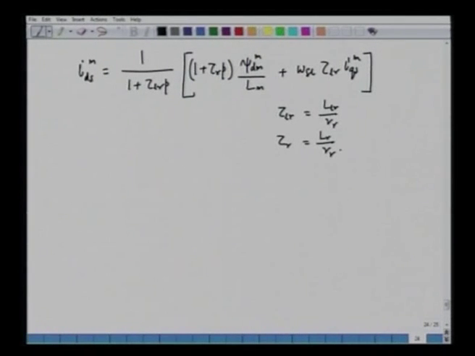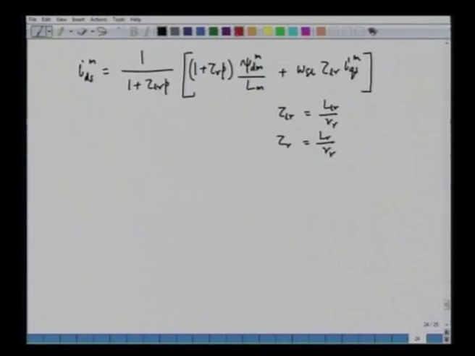It means if I want to keep my flux constant, I have to change IDS as per this equation, and if I change IDS as per this equation, IDS can no longer be constant when IQS is changing. If I want to keep the flux constant, I have to change IDS with IQS and slip speed. This is reflected from this equation.